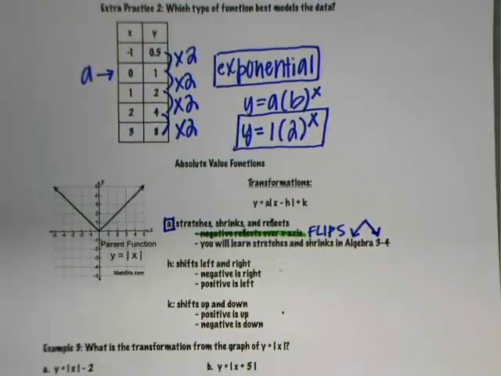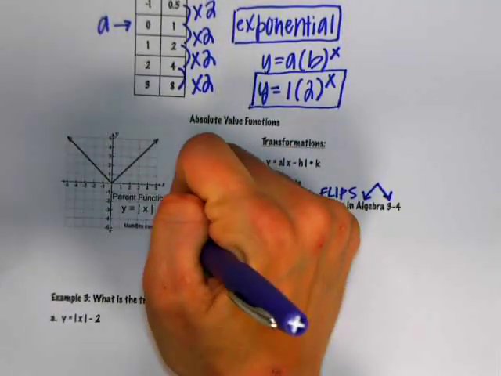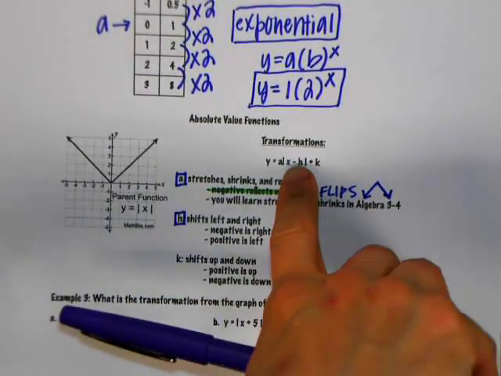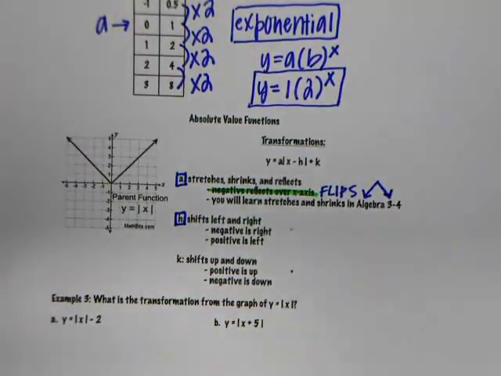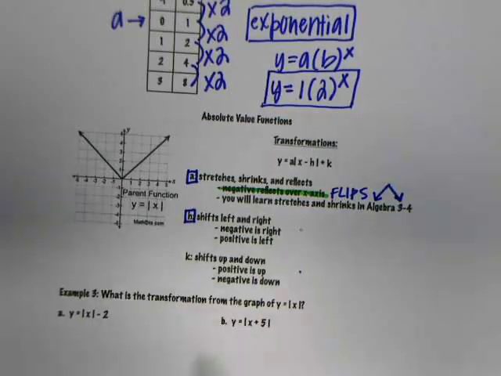Which is in front. Okay, H is the value that's being added or subtracted on the inside of the absolute value bars. It starts out negative, so it's always the opposite of what you think it's going to be. It goes left and right, so if it's negative, it goes to the right, and positive goes to the left.